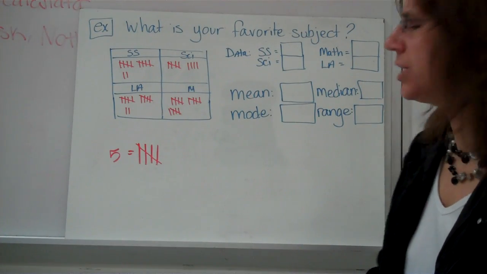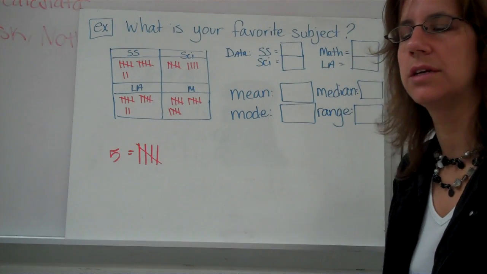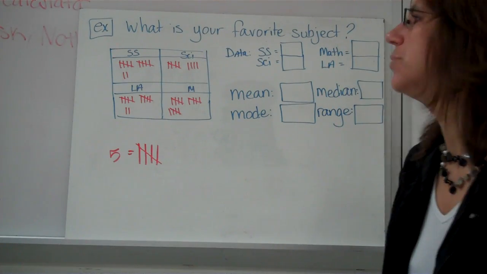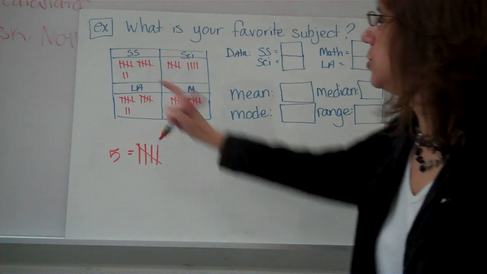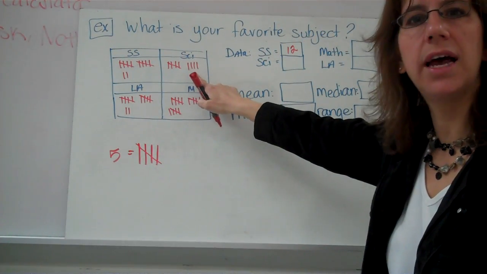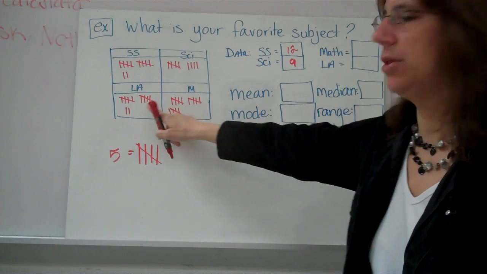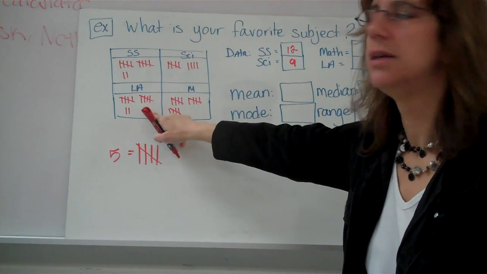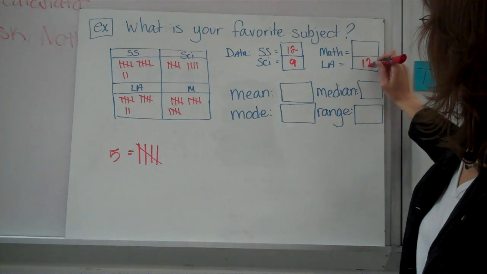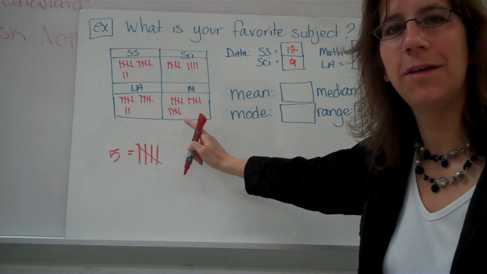So, looking at the data, how many people liked social studies as their best subject? Maybe history and geography are really strong suits for them. Looking at these numbers, we have 12. All right? How about science? We have 9. How about language arts? Good, 12. And math, of course, is the best subject. How many people liked math? 15.